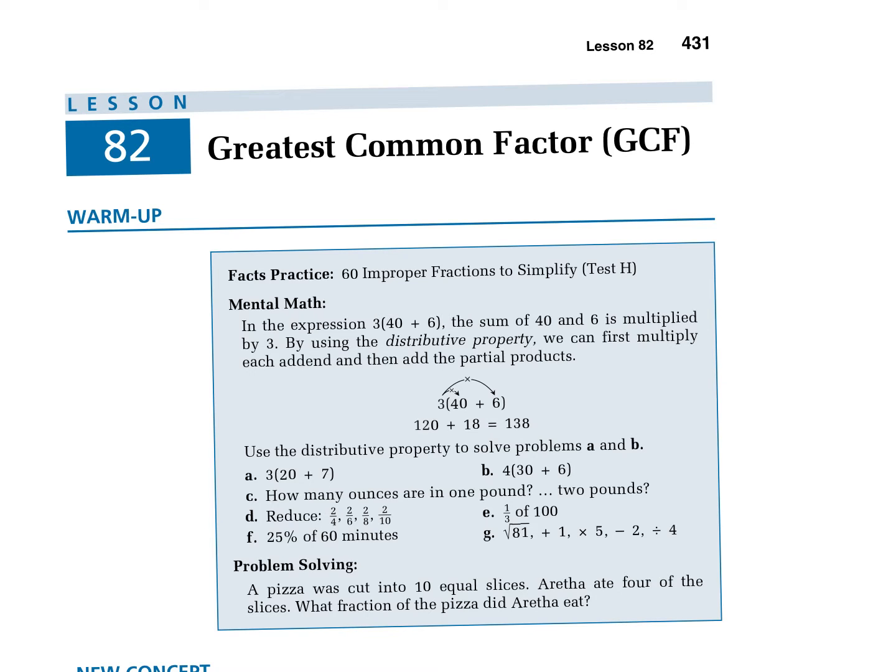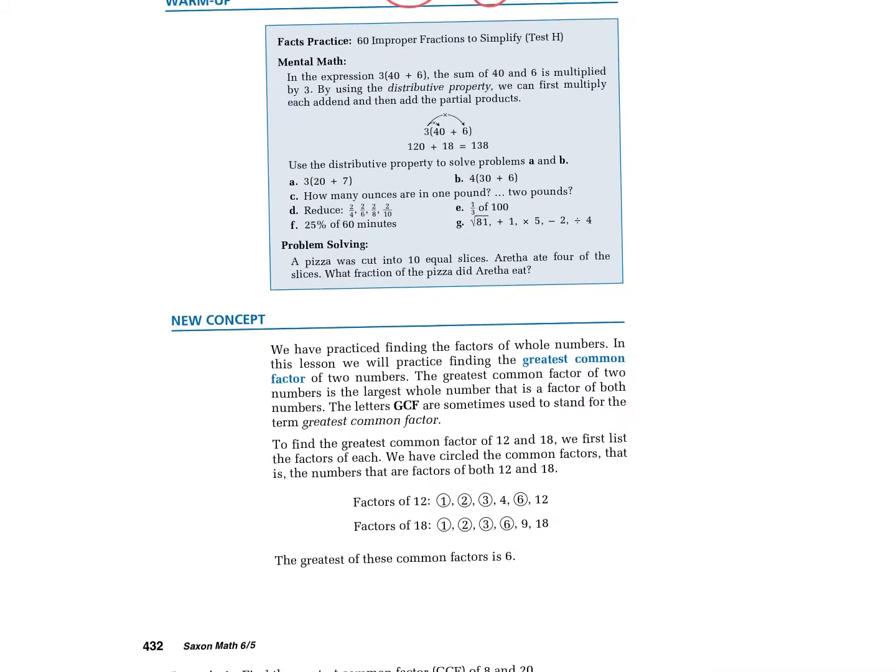We are on lesson 82 today. We are going to be learning how to find the greatest common factor. So just to review, a factor is when two numbers are multiplied together. For instance, if we have 2 times 3, which would equal 6, 2 and 3 would be my factors. So we're going to try to find the greatest common factor between two numbers.